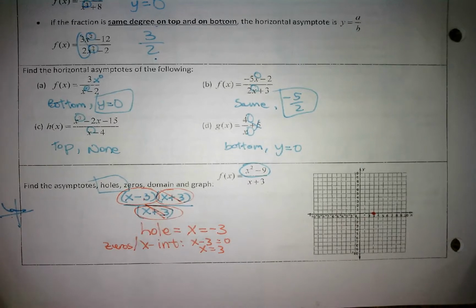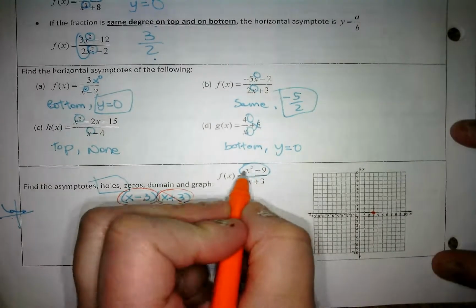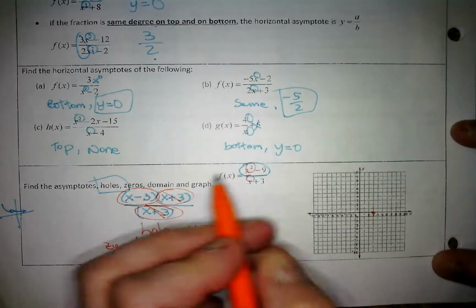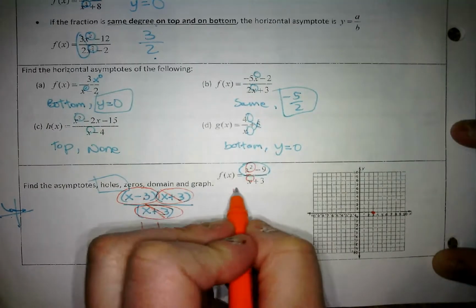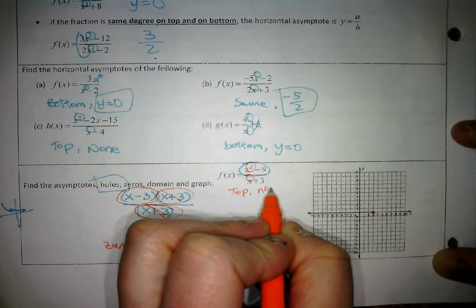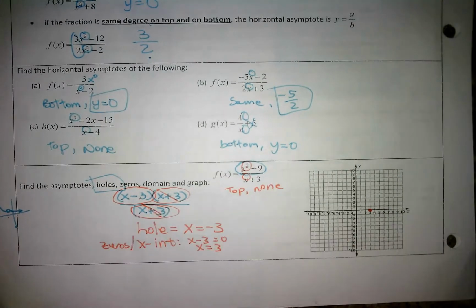Now let's see if there's any horizontal asymptotes. We're going to go back to our original, and it looks like it is top heavy. So there are no horizontal asymptotes either. So now let's go ahead and graph this thing.